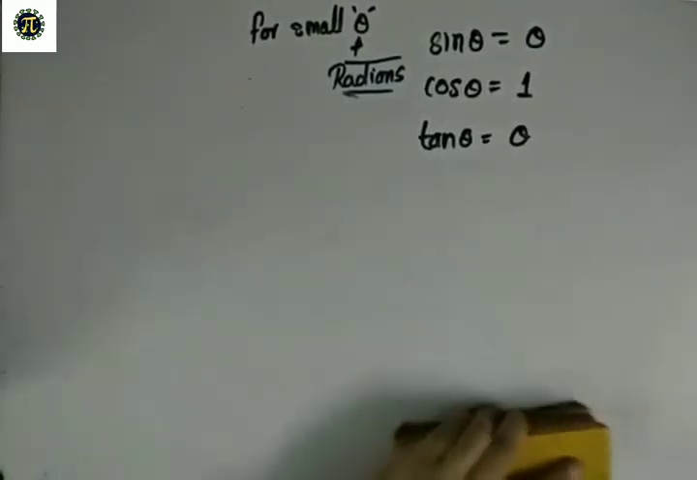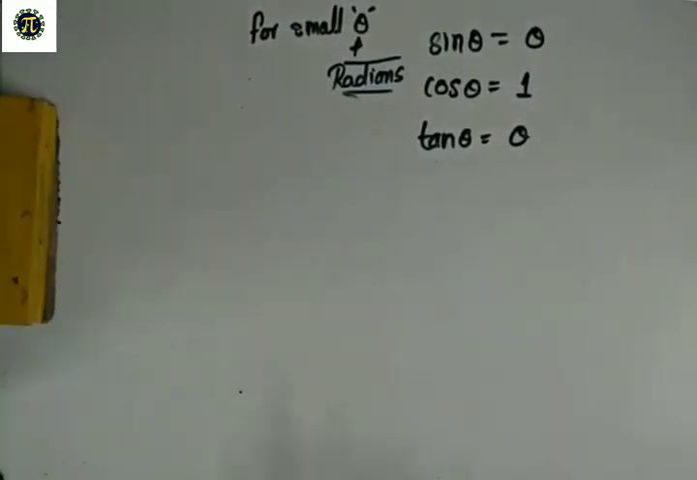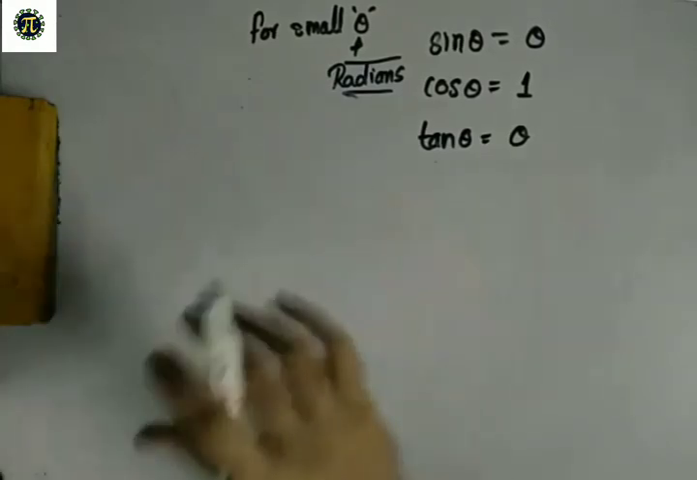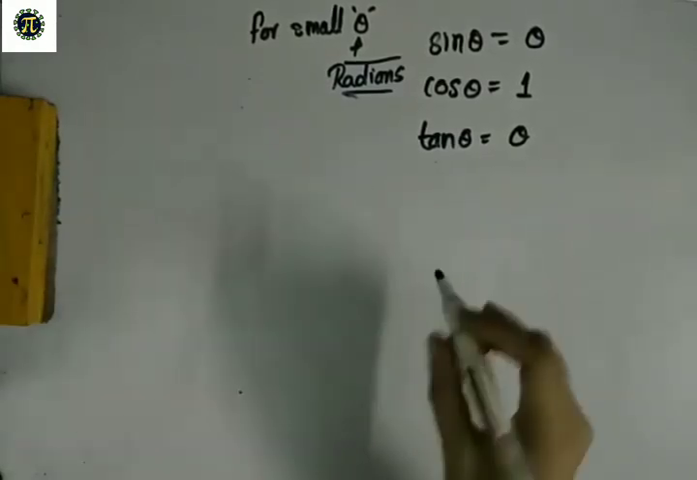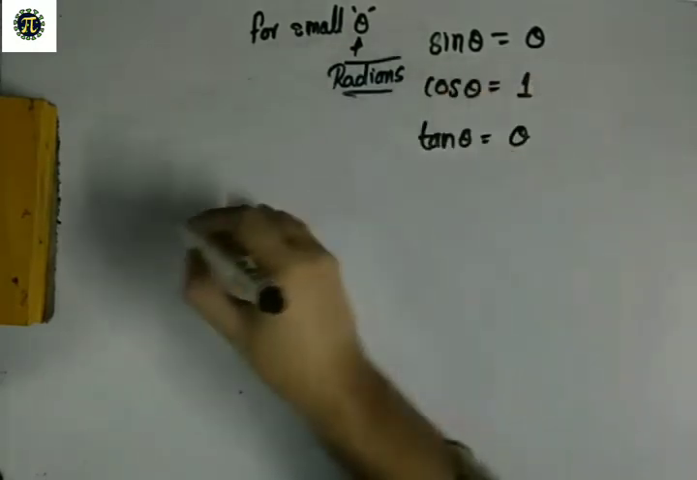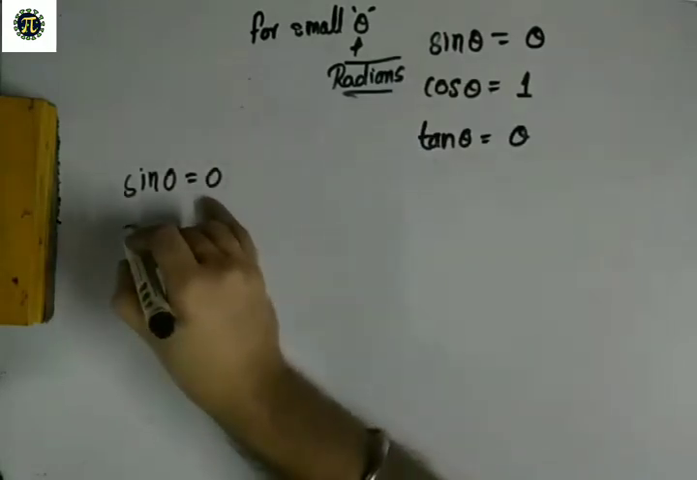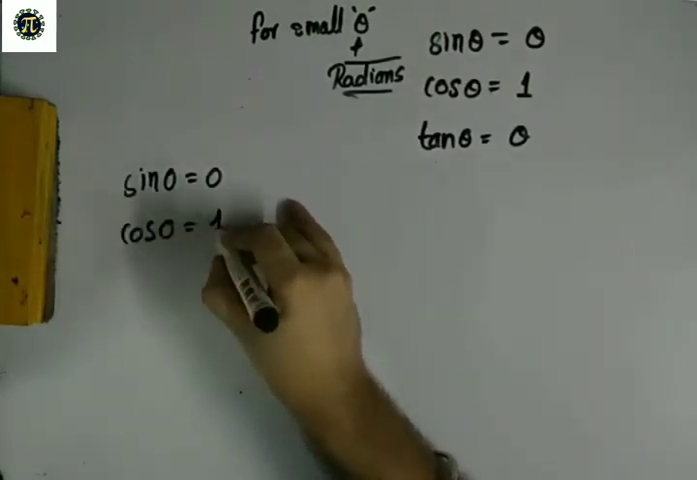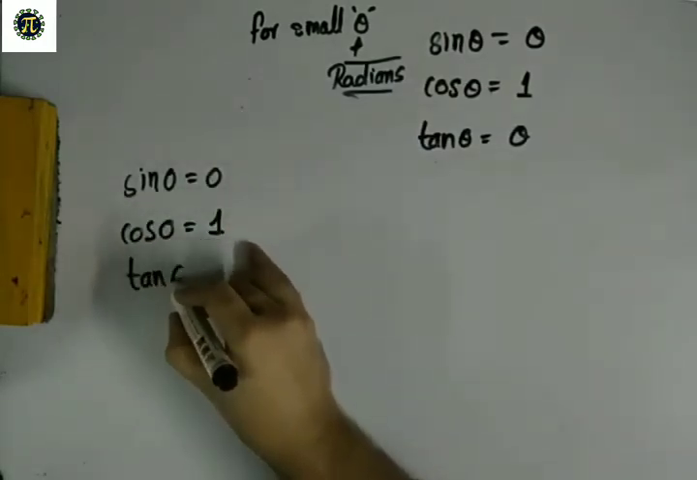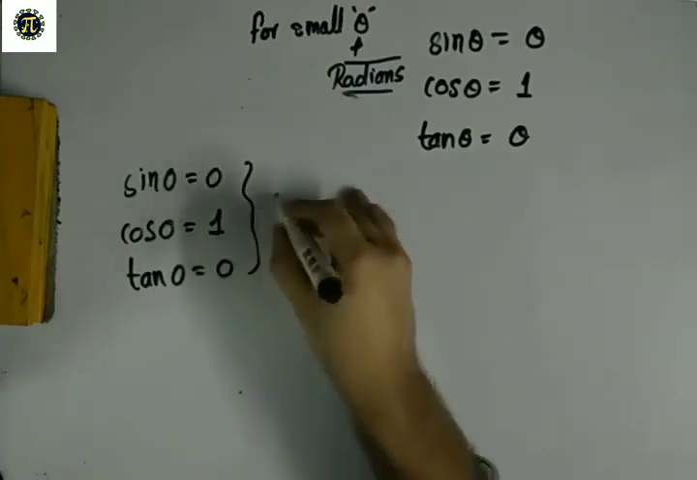So this angle is in radians. Okay, so what does it say? We already know that sine 0 is 0. We already know cos 0 is 1. We already know tan 0 is 0 from your 10th standard.